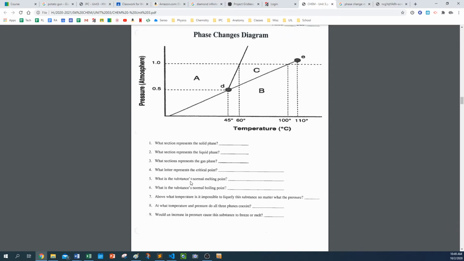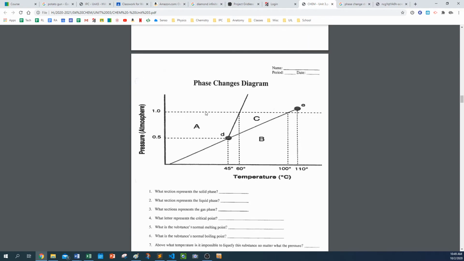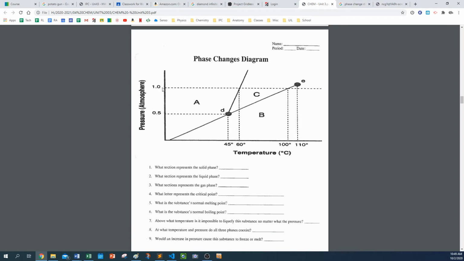What is the substance's normal melting point? What does it mean by normal? What do you think it means? Standard. The normal pressure. The normal pressure is at 1 atmosphere. So what is this melting point at 1 atmosphere? 60 degrees. Melting is when it goes from a solid to a liquid. So this right here is when it starts melting at standard pressure. So what is the substance's normal boiling point? 100.